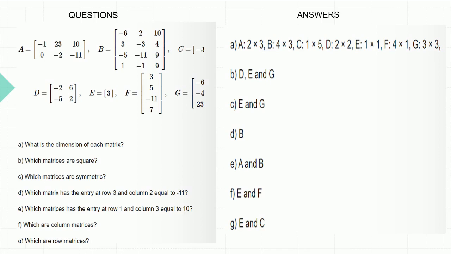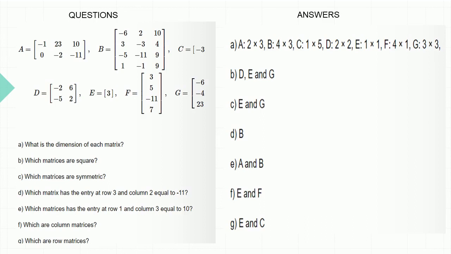Now, question F says, which are column matrices? Basically, a column matrix is a matrix that has only one column. It has only one column and multiple rows. So if you look at the ones that have 1 column, you can see that matrix E is a 1 by 1 matrix, a column matrix, and also matrix F is a 4 by 1 matrix. It has just 1 column. Any matrix that has only 1 column is a column matrix.